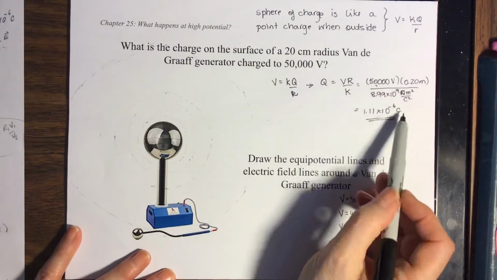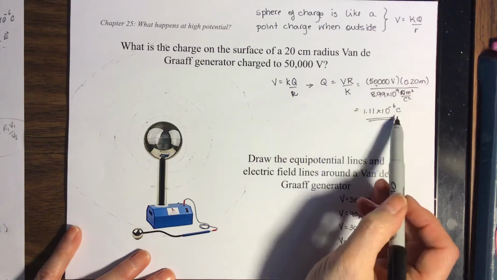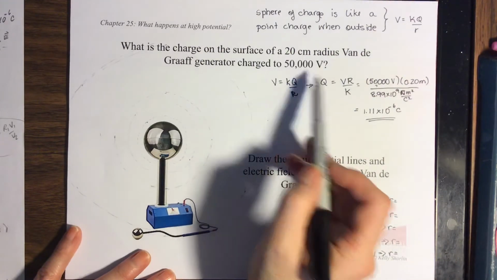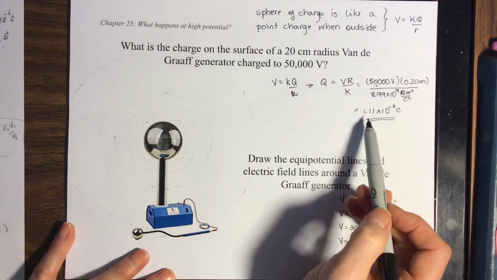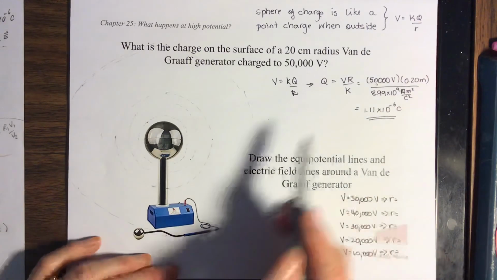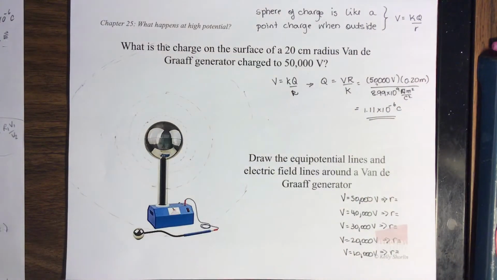To me, this gives an indication of how big a coulomb is. 50,000 volts is a lot of potential, but a microcoulomb doesn't feel like a very big charge. So I guess what this can show us is that a microcoulomb is actually a great deal of charge, and a coulomb is a very large amount of charge.